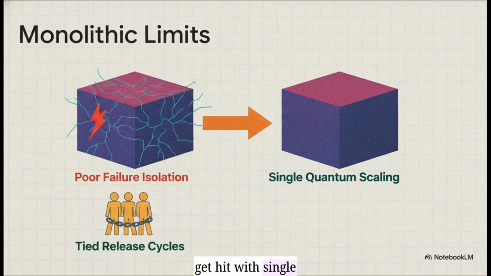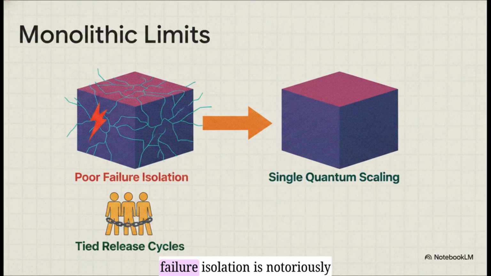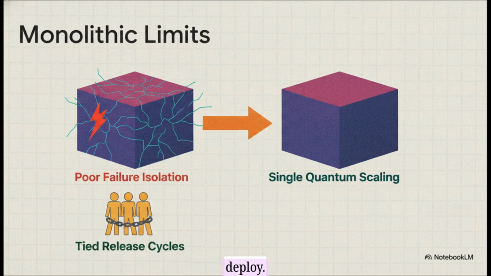First up, you get hit with single quantum scaling. If only your payment processor is getting hammered with traffic, you can't just scale that one piece. You have to copy and scale the entire massive app. On top of that, failure isolation is notoriously poor. One tiny memory leak in some obscure feature, boom, it crashes the whole ship. And the human cost is just immense. Your engineering teams are tied to these massive complex release cycles where developers sit around for weeks, waiting on other teams before they can safely deploy.